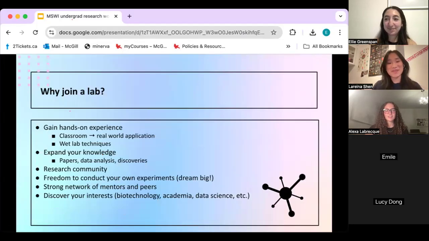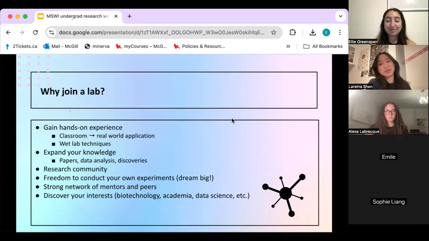First, I'll be talking about why join a lab in general. So first, you get a lot of hands-on experience. You'll be able to apply what you've learned in class to real-world research, and bridge the gap between theory and practice. For me, at least, because I'm in a wet lab, I learned a lot of techniques like pipetting, electrophoresis, PCR, and you'll be able to learn similar techniques that will prepare you for independent research in the future.